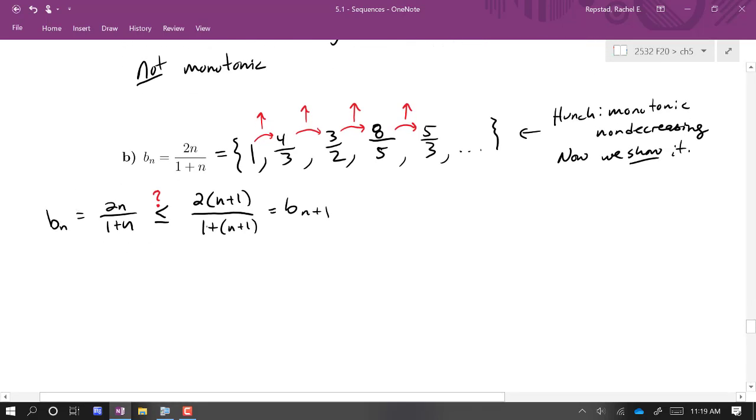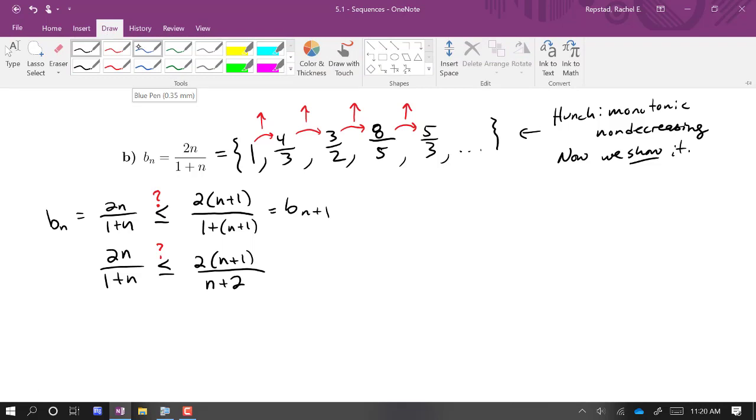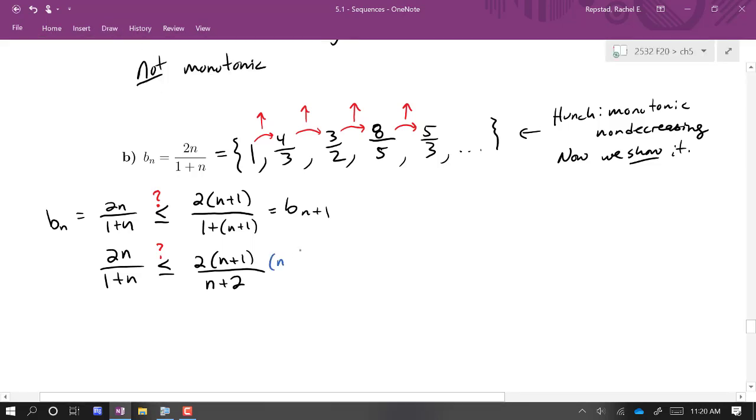Alright, so I'm going to just simplify the right side here. The left side I'm going to leave as is. And that's n plus 2. Now what I'm going to do, I've got this inequality with fractions. I'm going to clear denominators. I'm going to multiply both sides by n plus 2 times n plus 1.